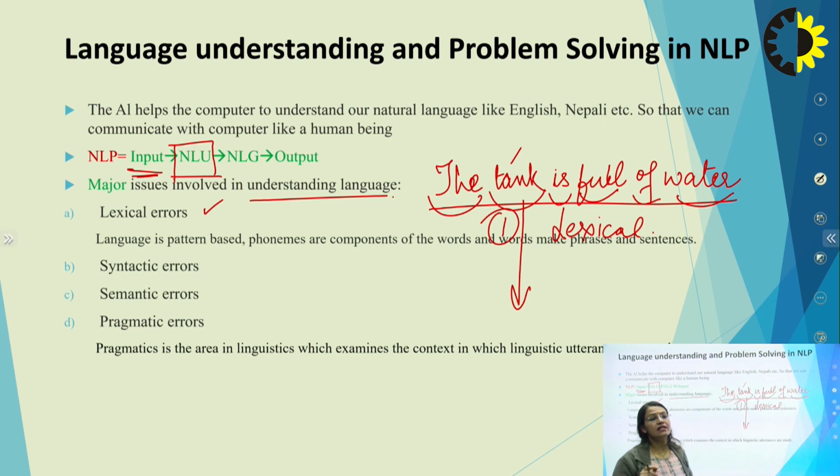The second is the syntactic error. Syntactic error is basically the missing gaps, the punctuation marks, or some kind of missing words or meaning between them. Then there is the semantic error.